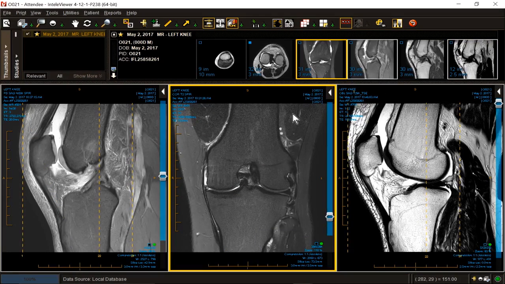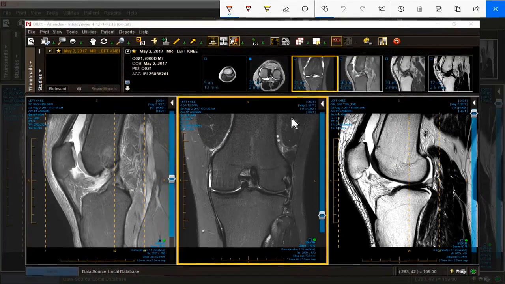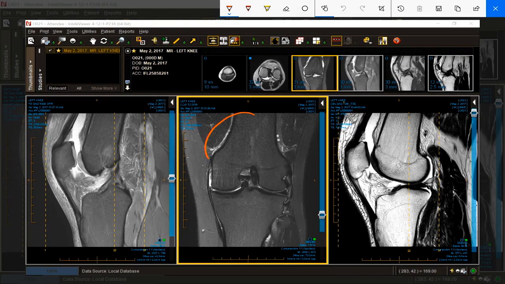Let's go back to the coronal for a moment, because we can. We said the meniscus did something like this. It had a tear, and that tear is gapped. And that allowed the meniscus to migrate in and create a bulbous segment into the center of the knee.